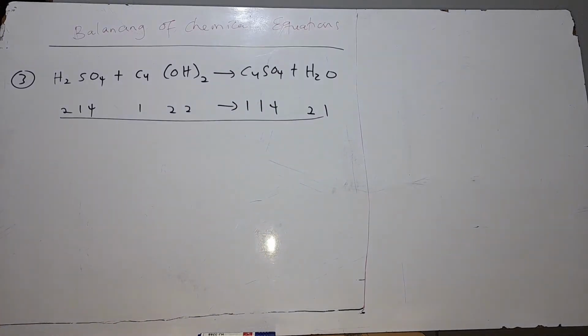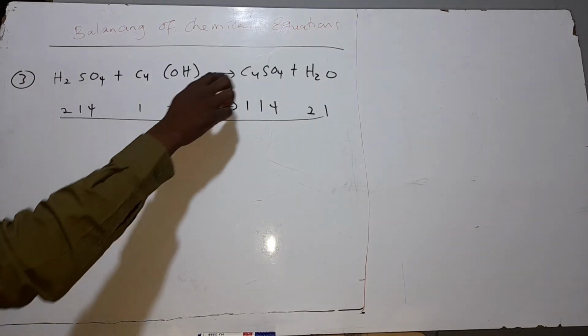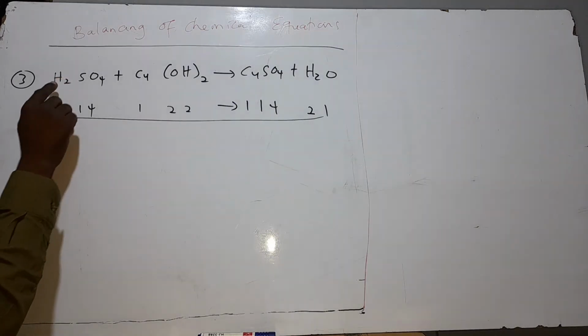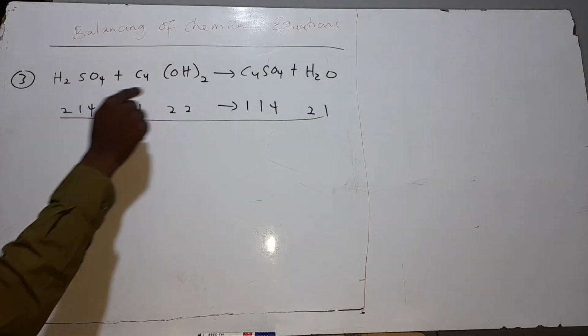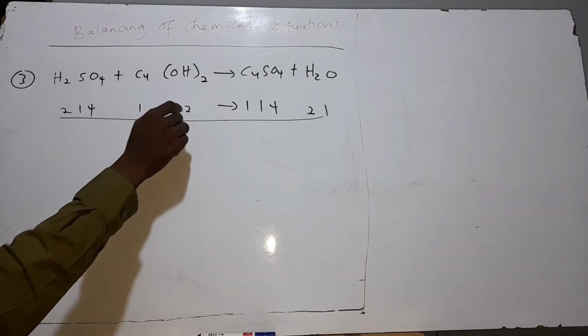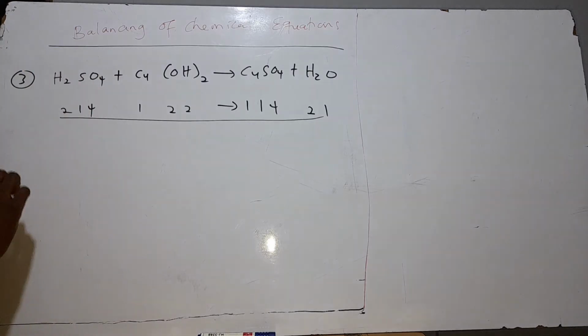Good. Now I want to balance this equation. What do I do? I can only introduce numbers at the sides, not in the middle, at the sides. So let's start with hydrogen. I ask myself, how many hydrogen do I have? Look through all the equation, see how many hydrogen we have here. We have 2 hydrogen here, and another 2 hydrogen here. It means we have 4 hydrogens in all. Good.